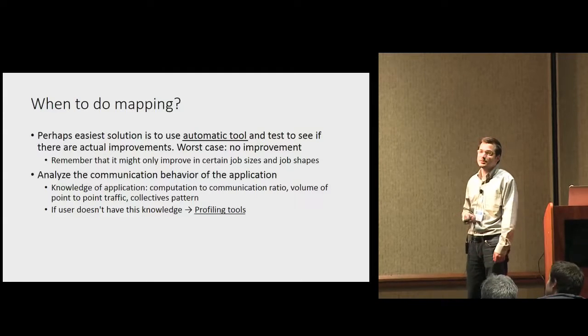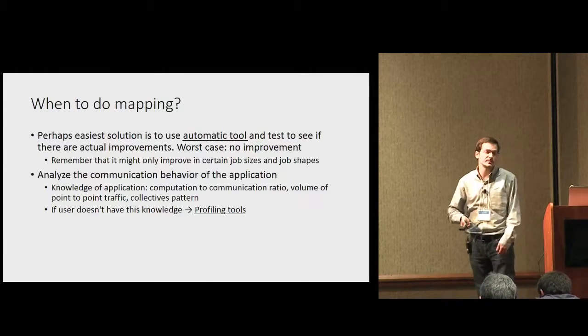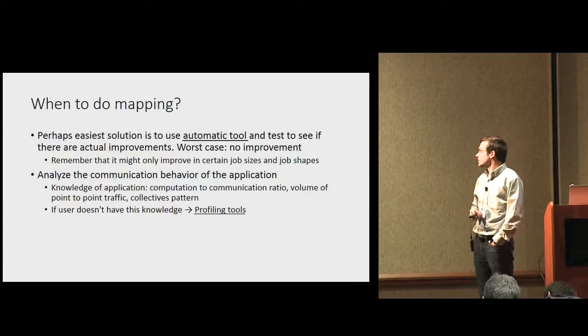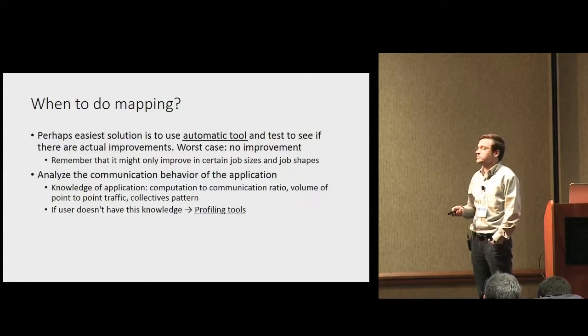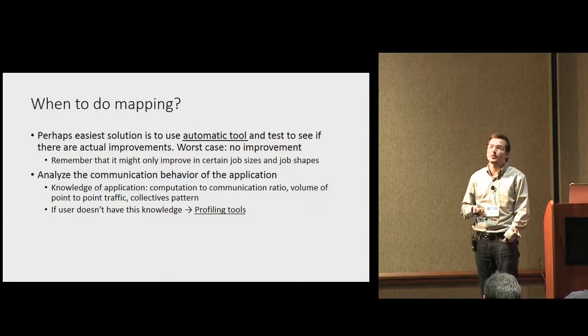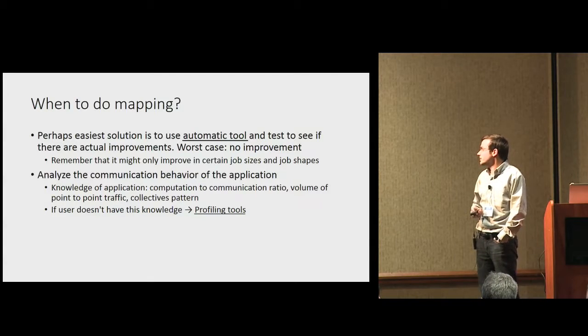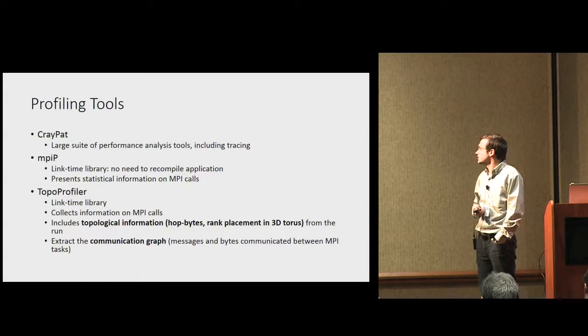Probably the easiest solution for users would be simply to use an automatic tool and see if there's an actual improvement. In the worst case, there's no improvement. Or if you know the properties of your application, you could know. If you know there's going to be a high communication ratio compared to computation, then you probably should look at mapping. And another solution, if you don't have this information, is to use profiling tools to try to figure it out. So right now, I'm going to mention quickly some profiling tools.